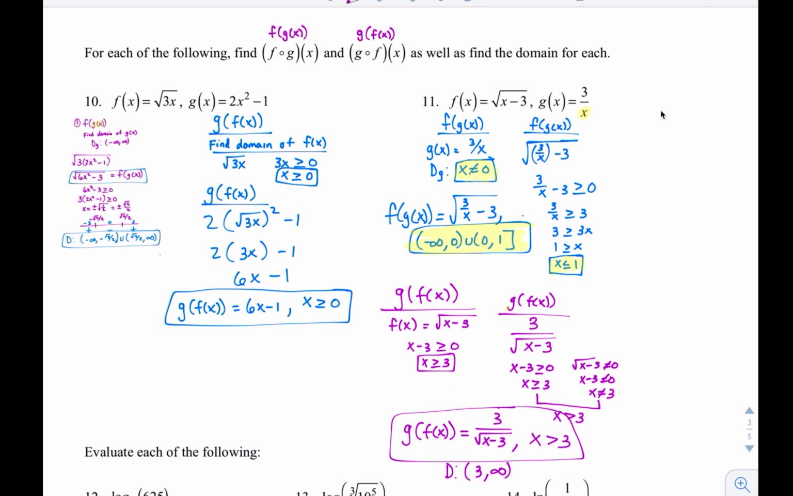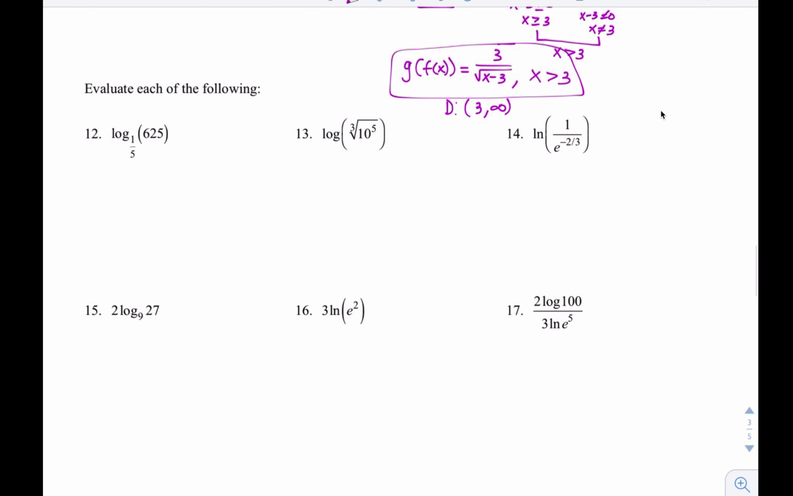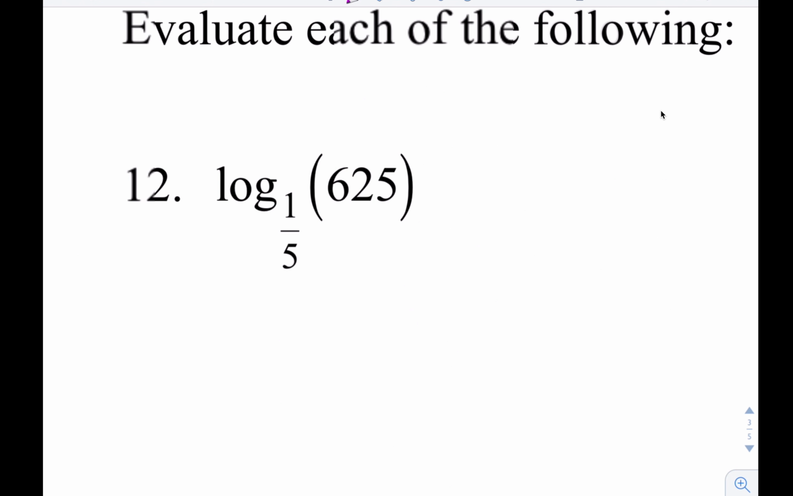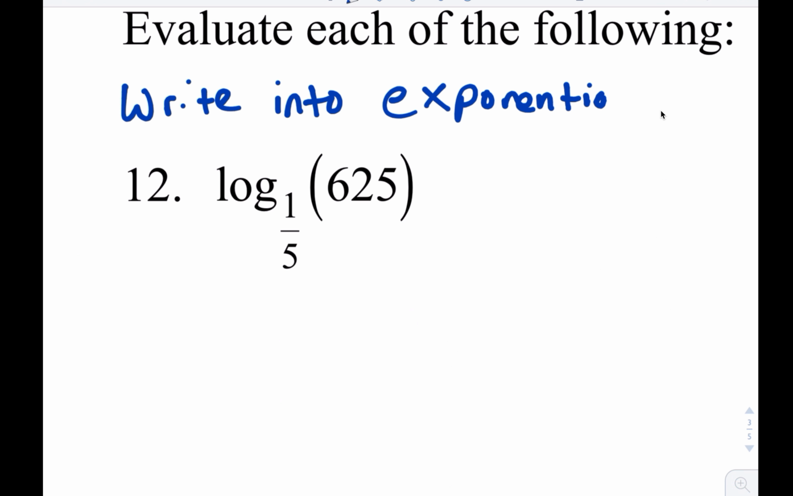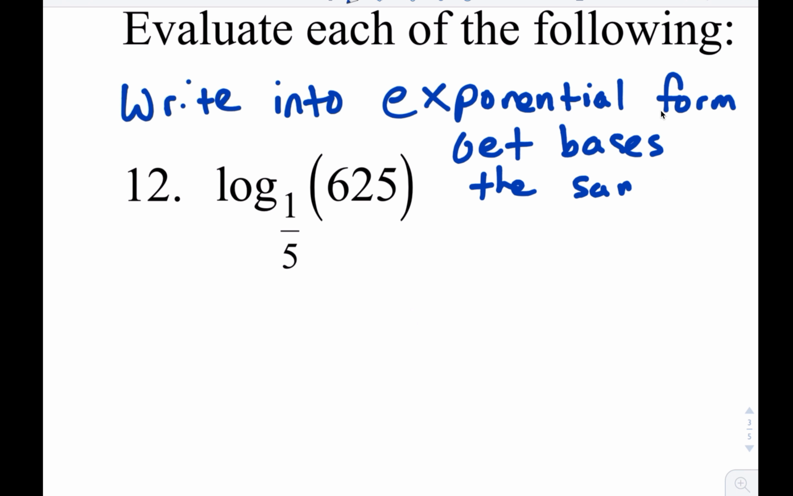All right, so that's your composition functions. All right, and then the last section is just evaluating the logs. All right, so you guys have to remember you want to write these right into exponential form. Okay, and you also want to get the bases the same. Okay, so if you can do those two parts, you should really have no problems with these.